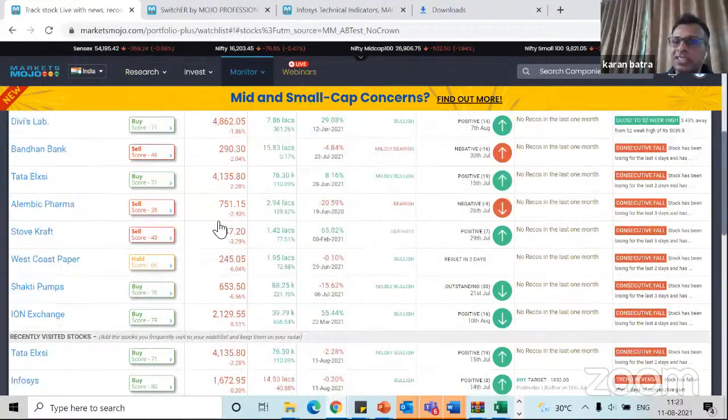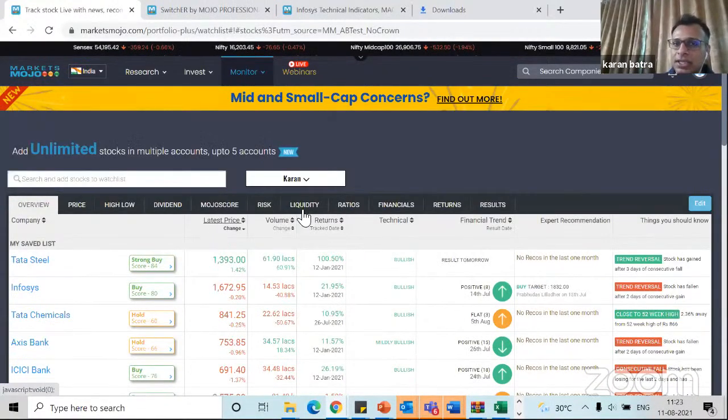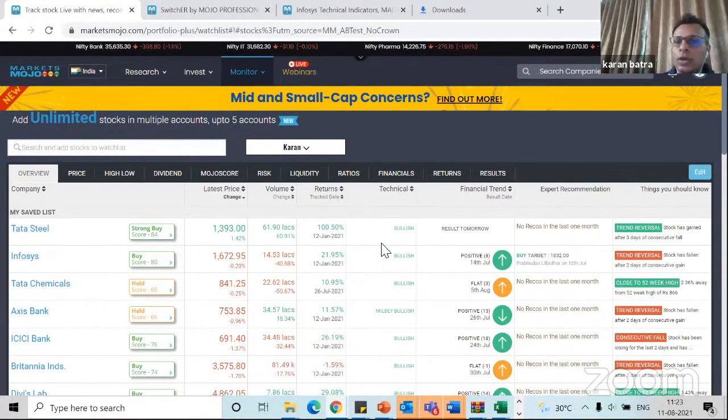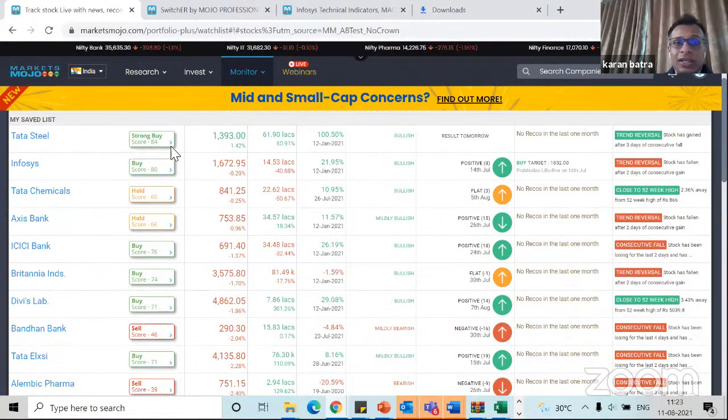One of my favorite features when I'm looking at watch list is this, return since track date. So it is not just today what is happening in the stock. It is also, when you thought of buying the stock or selling the stock, what has happened since then. So this Tata Chemicals from 26 July is up 10%. This Tata Steel, still a strong buy, from 12 Jan when I started tracking, is up 100%, but it's still a strong buy. So it's still giving me an indication if I want to go into the stock today also.